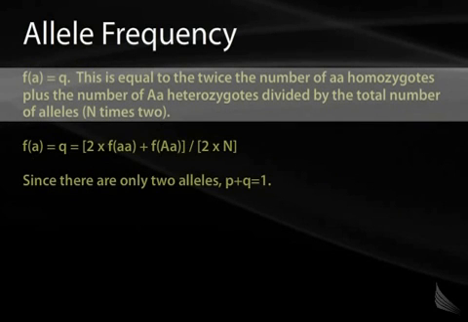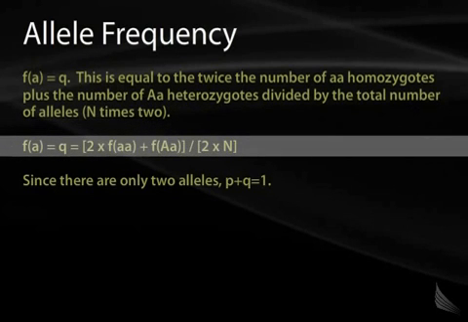Now let's look at the frequency of little a. We'll call that Q. Same type of thing. This is equal to twice the number of little a homozygotes plus the number of heterozygotes divided by the total number of alleles. So looking at the equation, again, we're trying to think how many people have a little a, or how many little a's exist in the population.